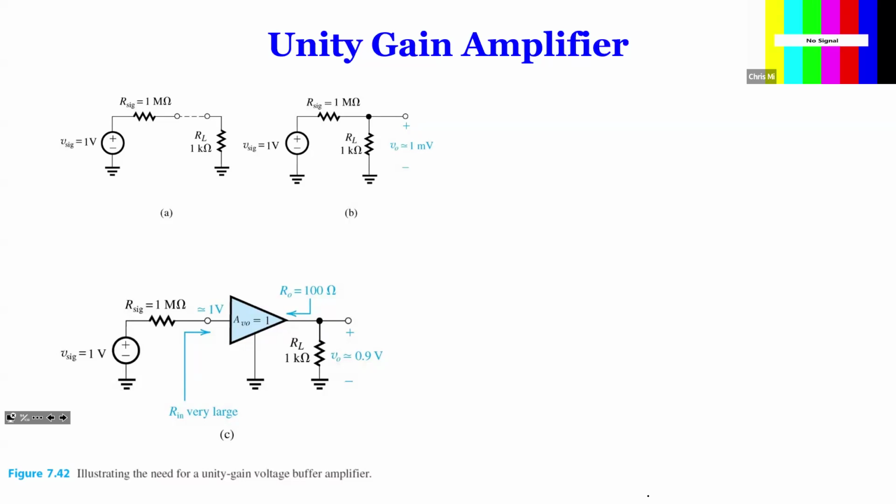Now, if I want to further increase this, what do I do? I can increase the load resistance, let's say to 10K. Now I would get 99.9%. Or I can reduce the output resistance further to 10 ohms, keeping the 1K load. Then you get again 99% or more applied to the load. So that's why the unit gain amplifier is so important in our applications.